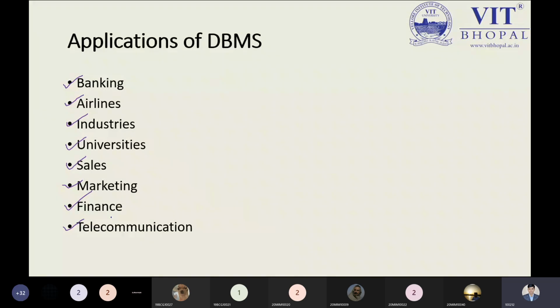Our mobile device is also a good example of a database, but how you explain it is your choice. Okay, so these are the applications. We don't need to discuss more about this part. These are theoretical portions.